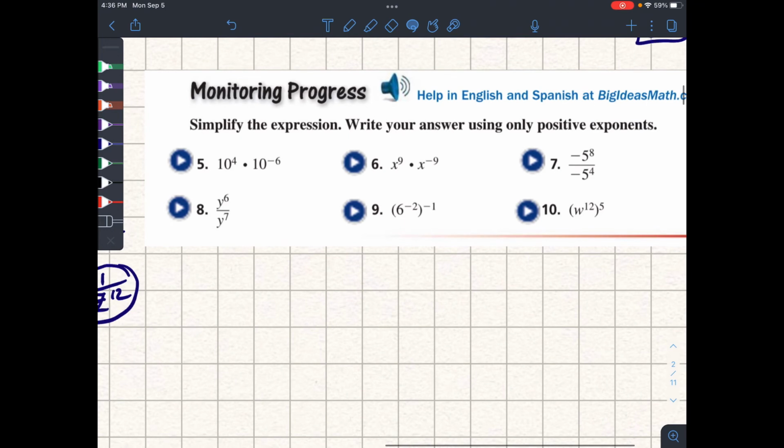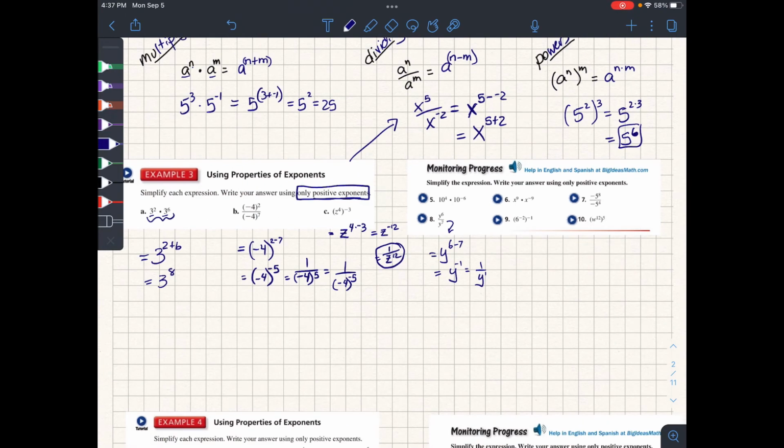Let me see if any of these examples here look good. How about this one here? Y to the 6 minus 7, which is again a negative 1. So that means it's 1 over y. You don't need to put to the 1st power, you could, but all right? I think that's enough of that.